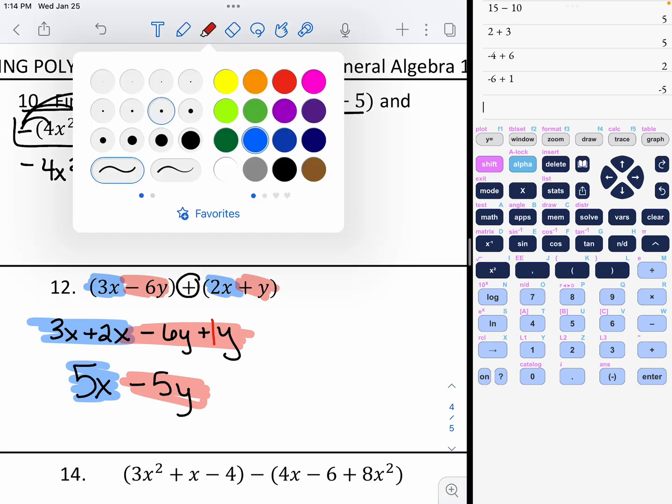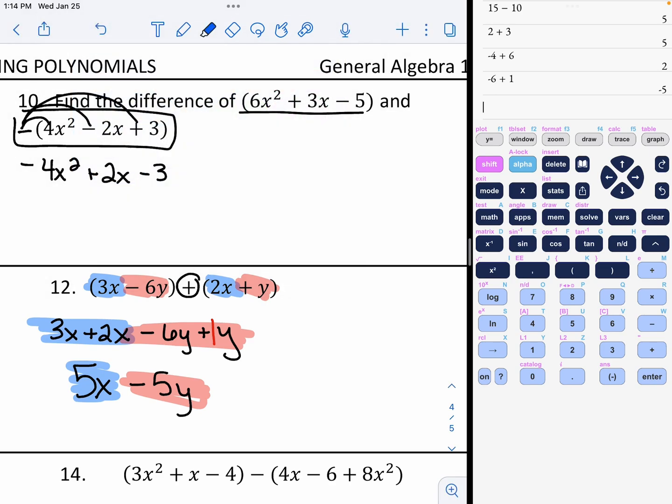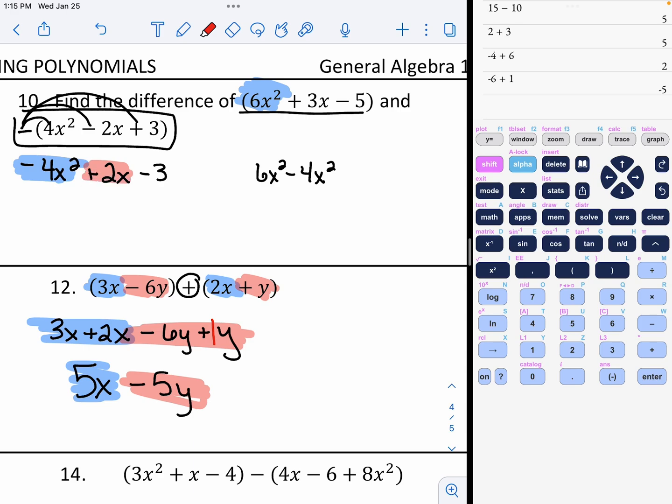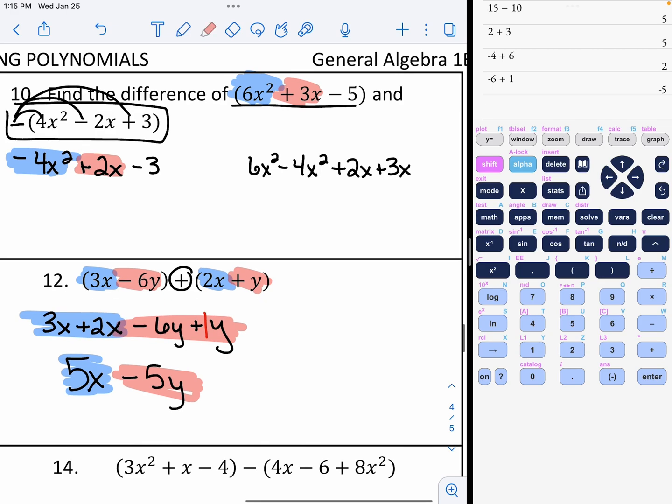Now it's time for me to find my highest exponent. Well, there's this 6x squared, and there's this negative 4x squared. I'll write those down right here. Now I need to find my next highest exponent, which is just a regular old x here and here. So I need to do positive 2x and positive 3x. And last, I need to find my constants of -3 and -5.